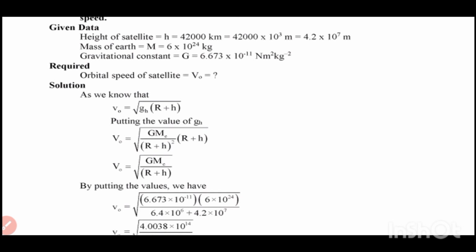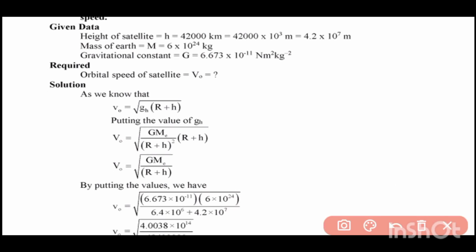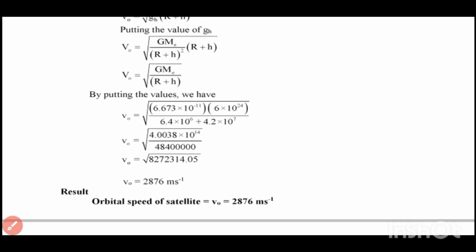We finally get the formula like numerical 5.9: v0 is equal to under root G M_E over (R plus h). After putting the values, we finally get the speed of satellite, v naught, is equal to 2876 meter per second. So our result is orbital speed of satellite v naught is equal to 2876 meter per second.